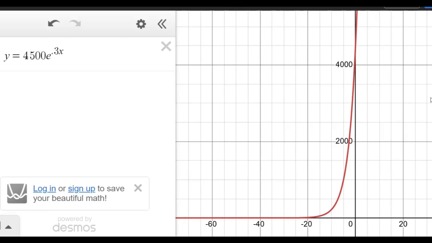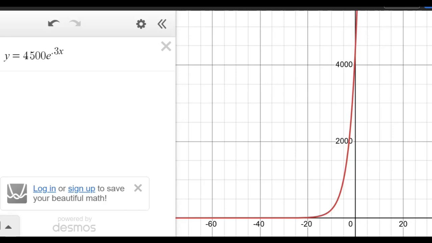Let's pop over to Desmos and take a look. Okay, here I am in Desmos, and I'm looking at our function up here on the left. I can see this is the function we just had on the whiteboard, and this is 4,500 times e to the 0.3x. See how we've got our curve.